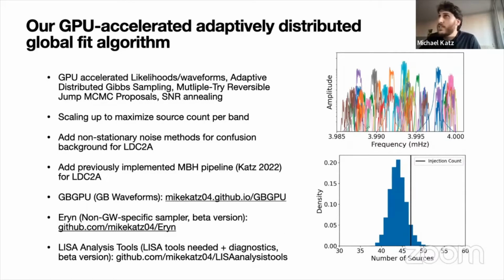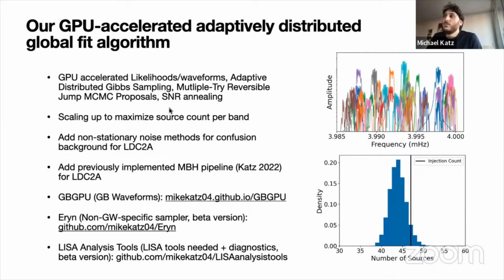So this is my concluding slide. I'll just say a few things in conclusion. In the top bullet point, you see the main things that we have added to our global fit algorithm that make it a bit different from Tyson and Stas's algorithm. What we are working on now is scaling up to maximize our source count per band. Our last successful trial is on the right side, where we have about 50 sources. We're now running bands with 2,000 sources in them.